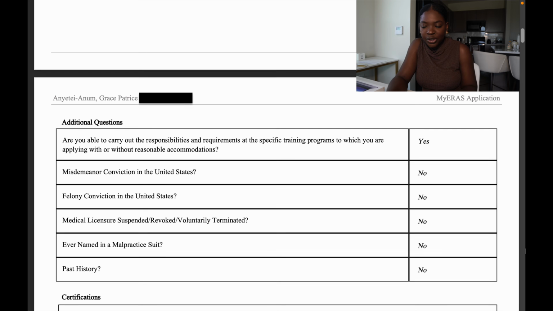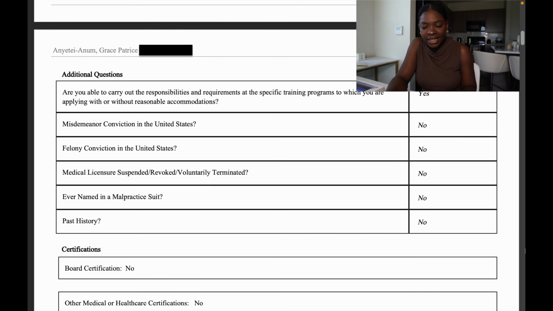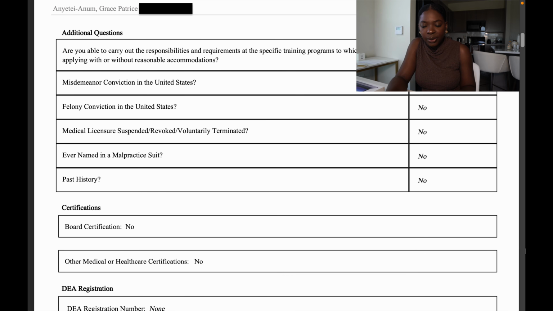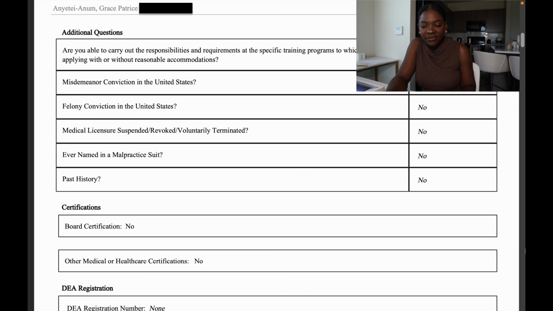There's also one question here that I'm realizing I said yes to, and that's: are you able to carry out the responsibilities and requirements of the specific training programs to which you're applying with or without reasonable accommodations? I put yes, I'm able to do that. The next section is about certifications. Do you have any board certifications?